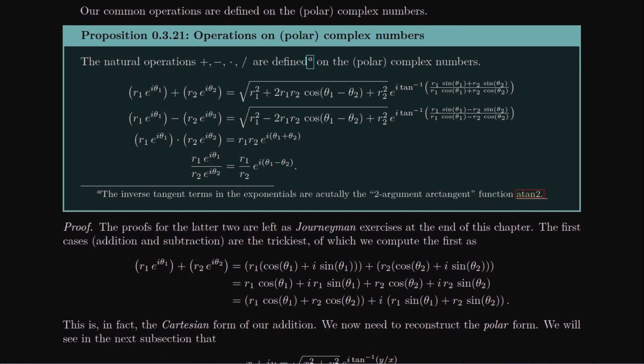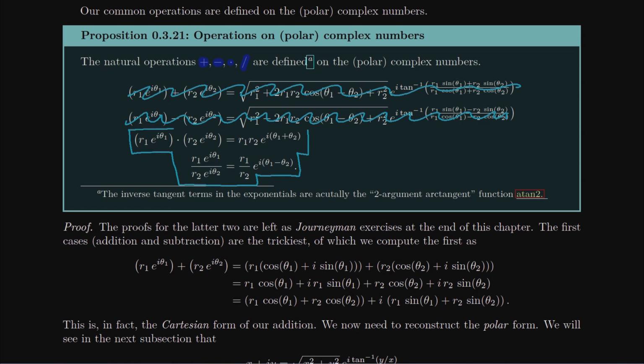Okay, so these operations are going to look insane. Just like with the Cartesian complex numbers, we can add, subtract, multiply, and divide polar complex numbers. And let's forget about the addition and the subtraction right away because they're just going to be intimidating. Really, let's talk about multiplication and division because that's kind of the point of these polar complex numbers. Remember how multiplication by i is a 90-degree counterclockwise rotation.